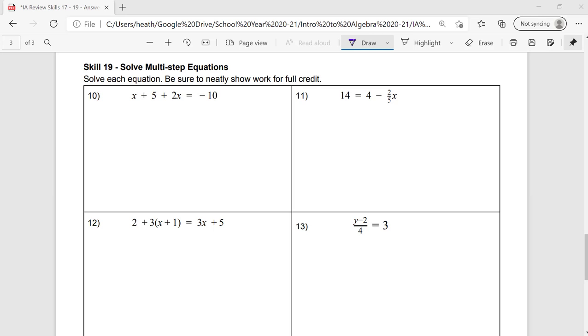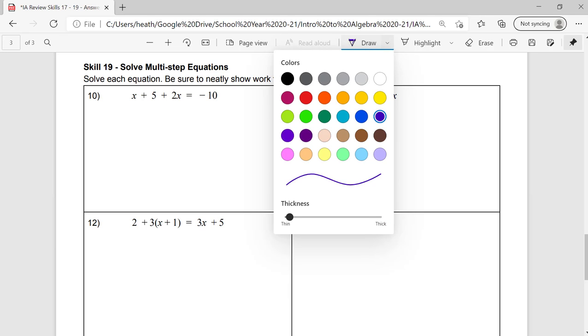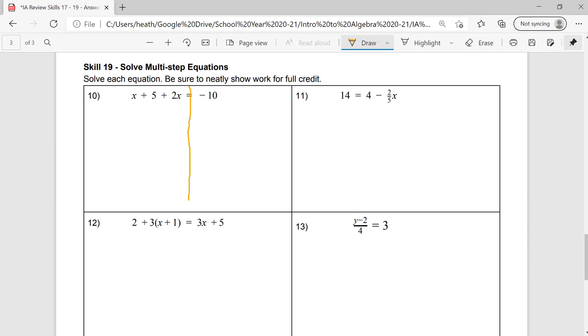Okay, here are some hints on skill 19. The first thing that I will say is it's a really good idea to organize yourself by making a line where you see the equals so that you remember whatever you do to one side of the equation, you have to do to the other side of the equation.